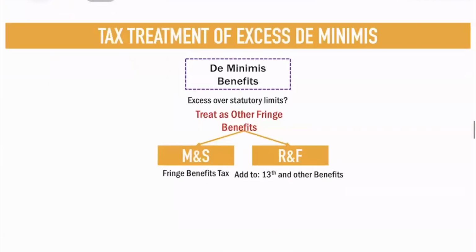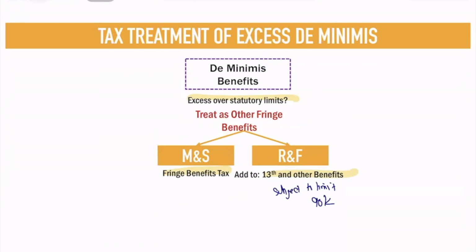Now, again, let's review the tax treatment of de minimis. The de minimis benefits, if ever it is excess over the statutory limits, then it is treated as other fringe benefits. So for managerial and supervisory, it is fringe benefit tax. For rank and file, you add it to your 13th month pay and other benefits subject to limit. What is the limit again? 90,000. If ever, pag in-add mo yung other benefits na yon sa 13th month pay, hindi lumagpas ng 90,000, then it is still considered exempt. However, pag lumagpas, yung excess will be taxable.